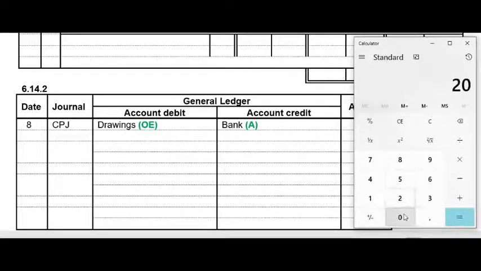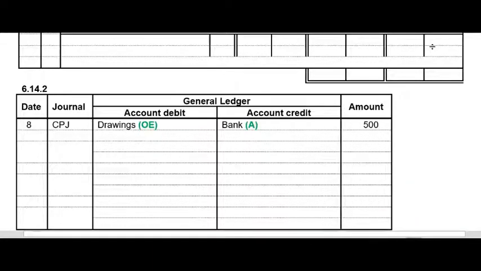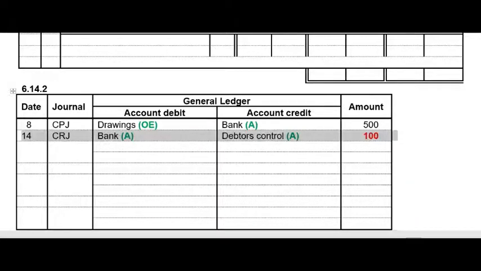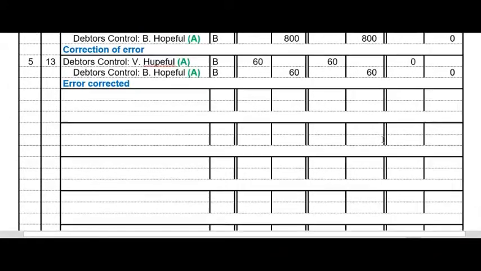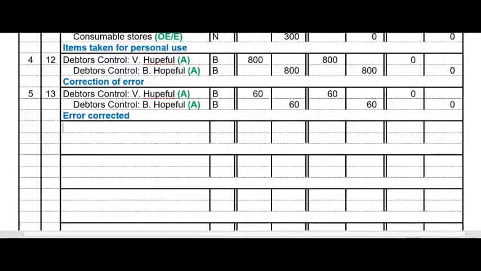20 cents in the Rand, in other words, 20 over 100, multiplied by the value that she owed us, 500 Rand, equals 100 Rand. So we actually received 100 Rand from her. This will be recorded in the CRJ. Bank will increase, debtors control will decrease with 100 Rand. Then the rest, the other 400 Rand, must be written off in the general journal.